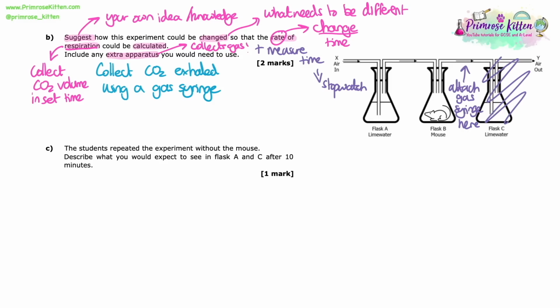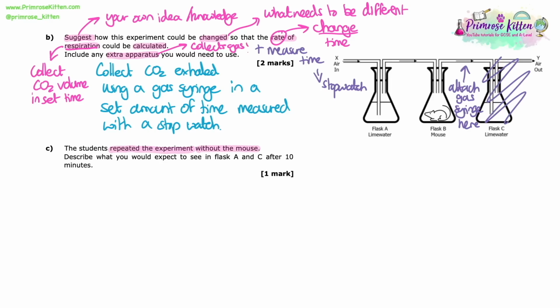So my first mark is going to be from saying I would collect the carbon dioxide gas exhaled using a gas syringe. You could also use a measuring cylinder underwater, where you bubble it up. That can also work as well. And you would need to do it in a set amount of time, as we said, so say a timer or a stopwatch.